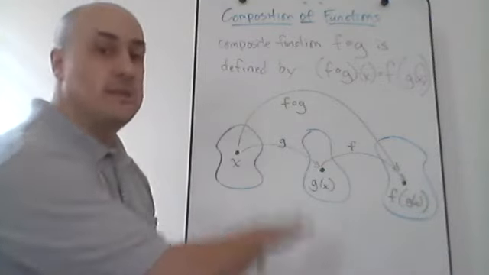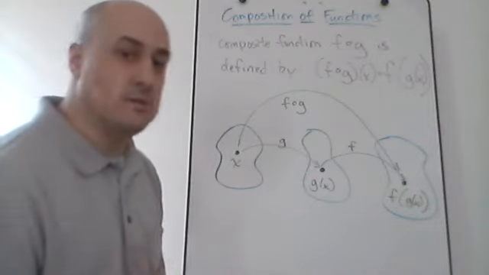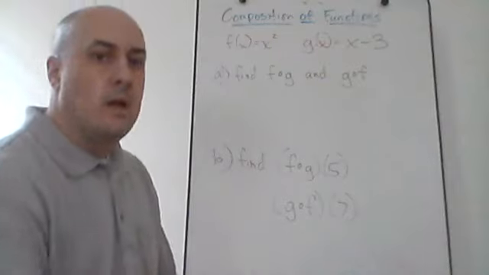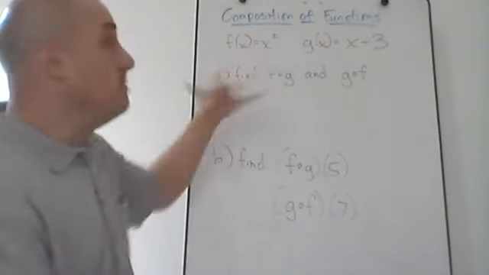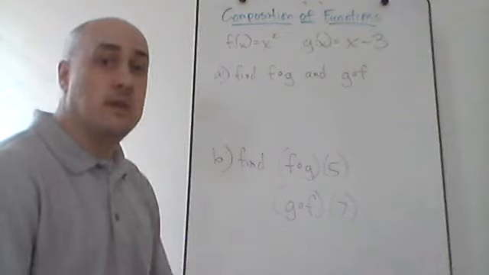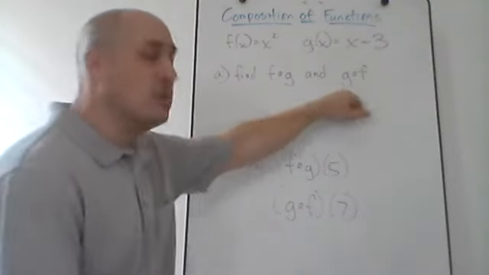All right, so I'm going to erase these definitions here and then do an example where we actually put together some compositions of functions and evaluate them to see what goes on there. All right, so I'll put the example up here. We have two functions, f of x equals x squared and g of x equals x minus 3, and I want to find the composition of those functions f of g and also g of f.